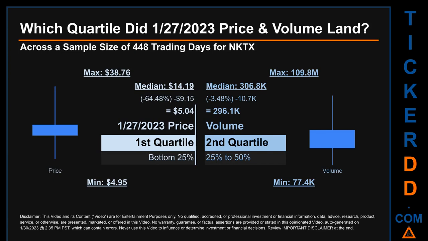Descriptively, NKTX has a median price of $14.19. Therefore, January 27, 2023 price was lower from that middle marker by 64.48%. The day's volume of 296.1 thousand was less than the median by 3.48%.